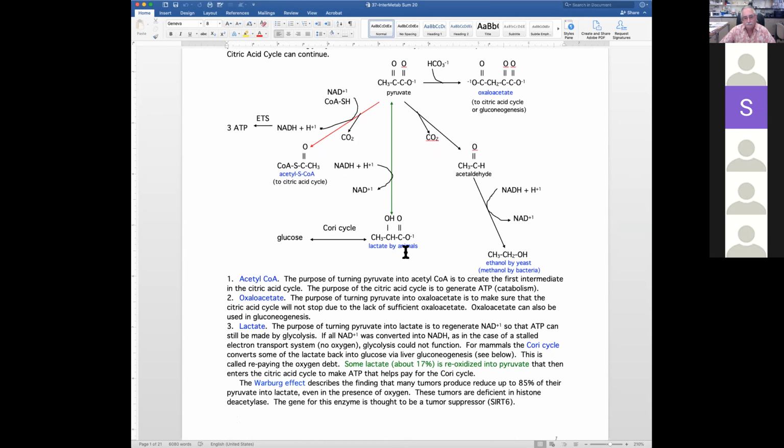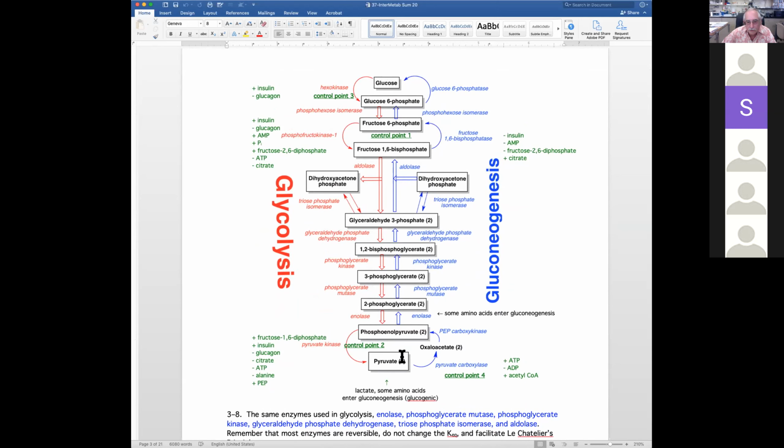Okay, the Cori cycle, pretty obvious. Gluconeogenesis is probably easier to talk about in comparison to glycolysis because it also happens in the cytoplasm, in the same place. So here's glycolysis in the red, and here's gluconeogenesis in the blue. At the same time, I tried to show a bunch of control points.